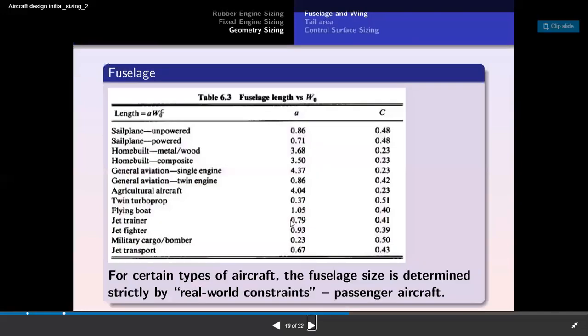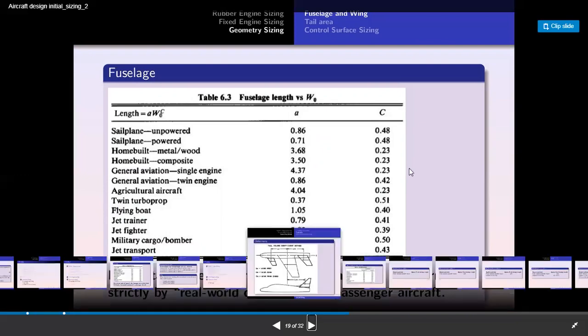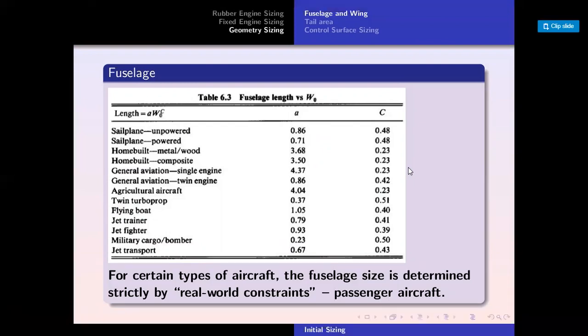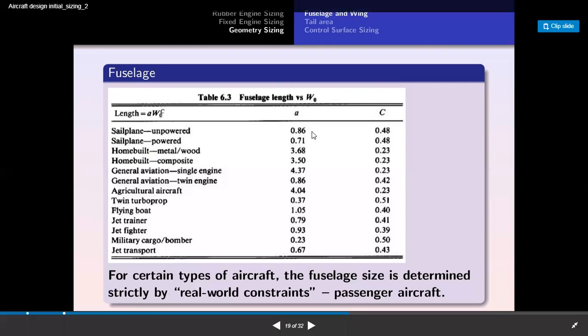When you look at geometry sizing, there is fuselage length versus W naught, and for sailplane 0.86, 0.48. For certain types of aircraft, like a passenger aircraft, the fuselage size is determined strictly by real world constraints. Already existing aircraft will be checked for the minimum length of that particular aircraft. Accordingly, by competitive studies, we take the fuselage length versus W naught. How much fuselage length is contributing towards the total weight of the aircraft is called fuselage length versus W naught.